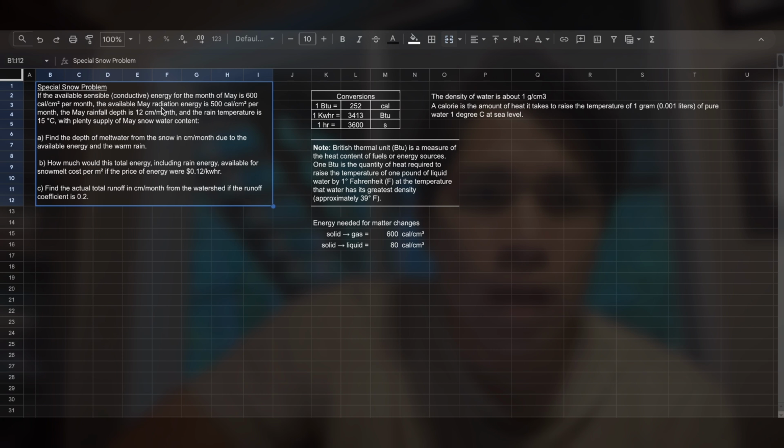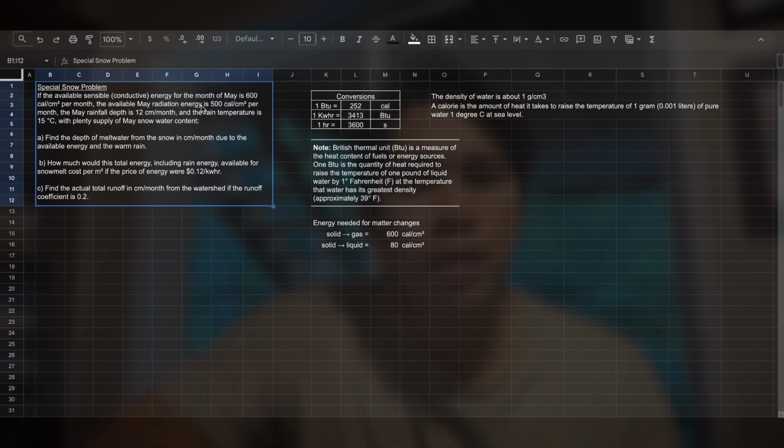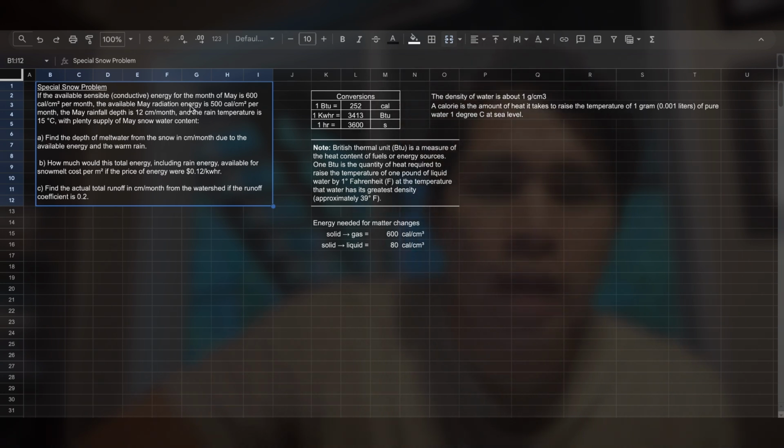And now we have the radiation energy. This is the energy that comes directly from the sun rays and reaches the snow, and that energy will be 500 calories per square centimeter in that month of May. And this is just the rain, the water that falls onto the snowpack. And it says that it rained about 12 centimeters in the month of May.